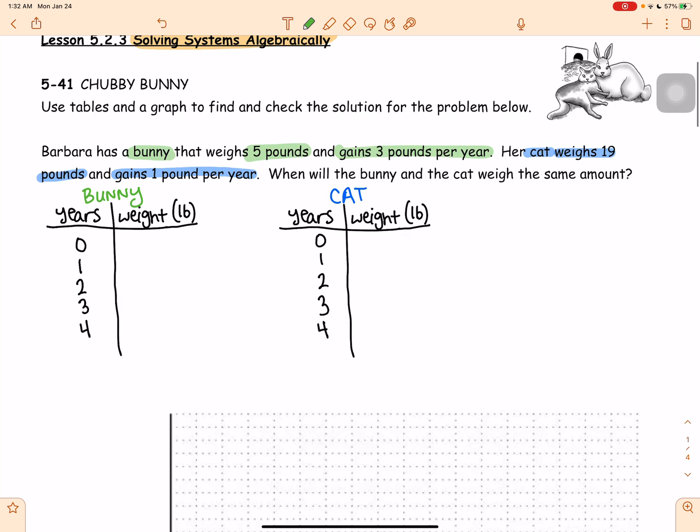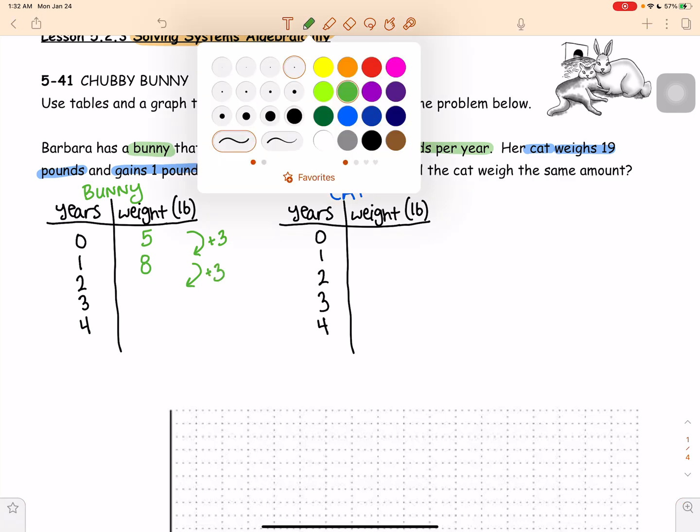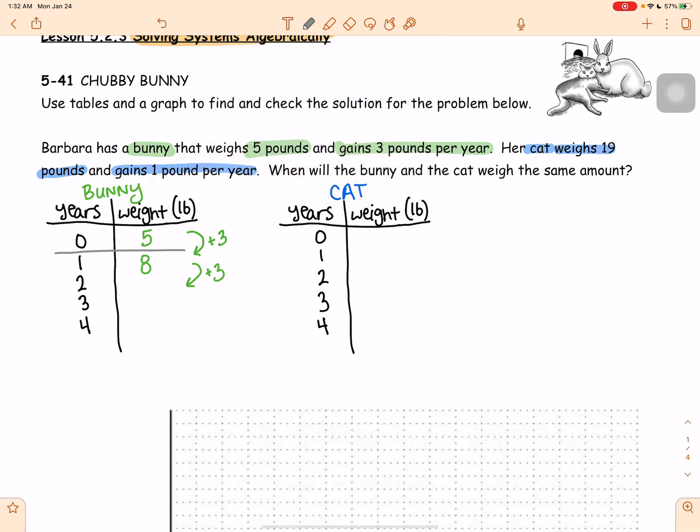So the starting point at this moment is 5 pounds at year 0. So if it gains 3 pounds per year, we need to add 3 pounds. How much will it weigh in year 1 or after 1 year? 5 plus 3 is 8. And again, I guess I want lines because my eyes are not doing too good trying to follow. Try to keep it as straight as you can.